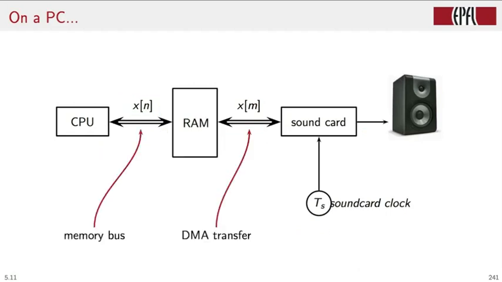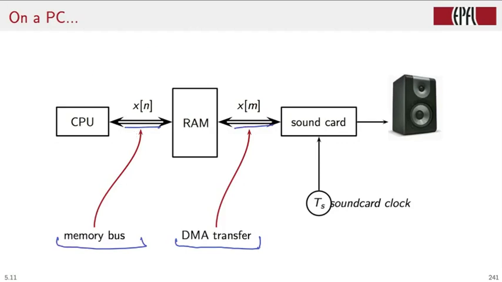The transfer of data from the CPU to memory happens via a standard memory bus transaction. The transfer of data from memory to the sound card takes place in the form of a DMA transfer. DMA stands for Direct Memory Access. In other words, the sound card does not need to invoke the CPU in order to access the data in memory. And so these two transfers can happen asynchronously.